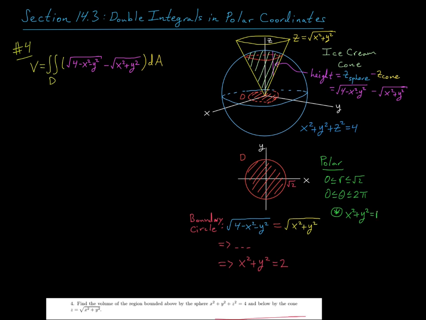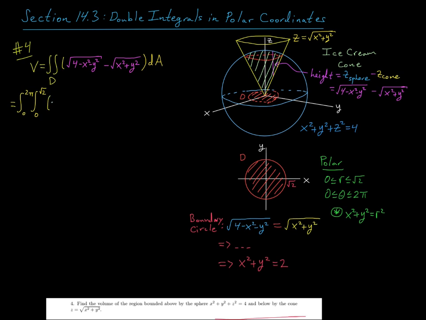So polar is going to be the way to go here. So let's do it. Here we're going to get the integral, and I'll do it as a dr d theta integral. So it'd be 0 to 2 pi for the outer limits. Those are the theta limits. And then 0 to the root of 2 for the r limits.